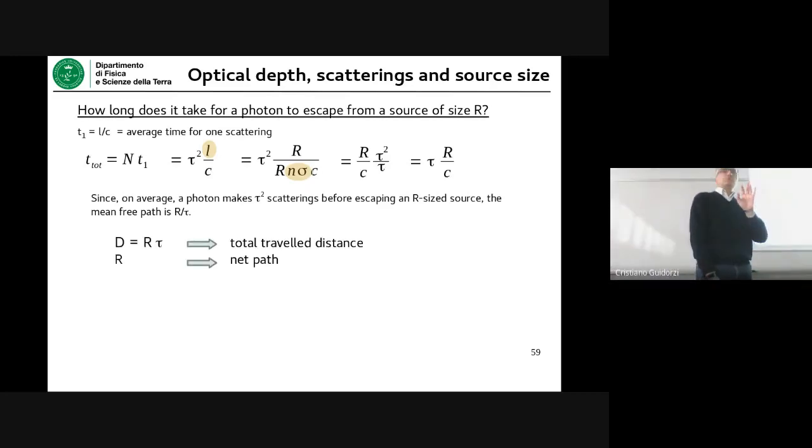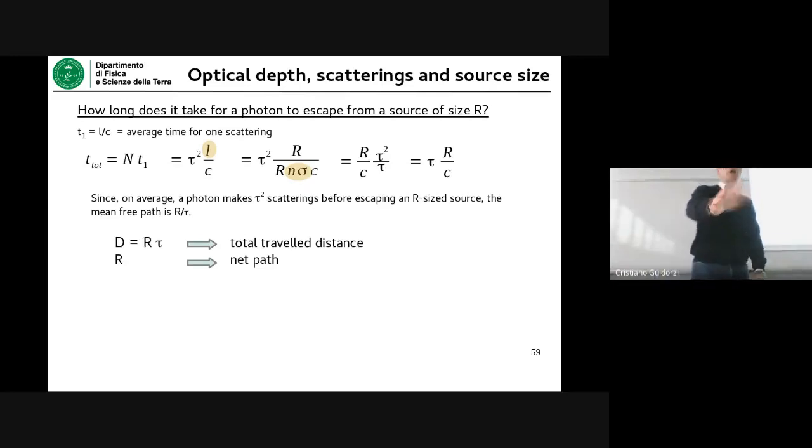So this is another way of putting it, but again, the net traveled path when the source has a size of R is just R. It's just the size of the source itself. But the total traveled distance, I better call it, as I did here in the slide, is effectively how long the photon itself traveled. So the path to be traveled is increased by a factor of tau, which is essentially the same information I was commenting on before in terms of light travel time. Here I'm talking about travel distance, so the same, okay?